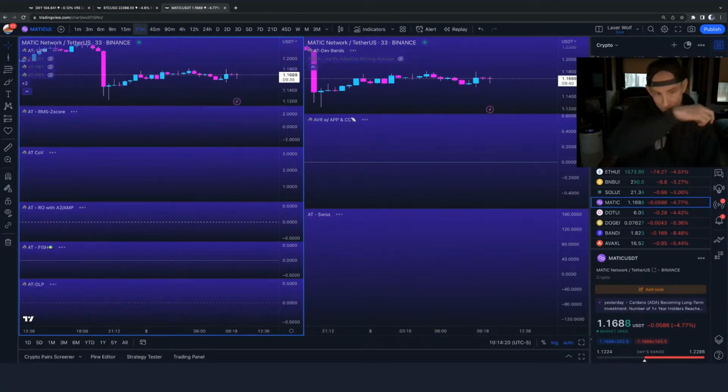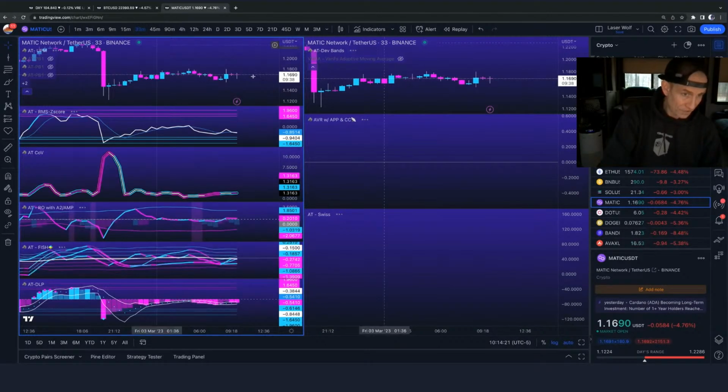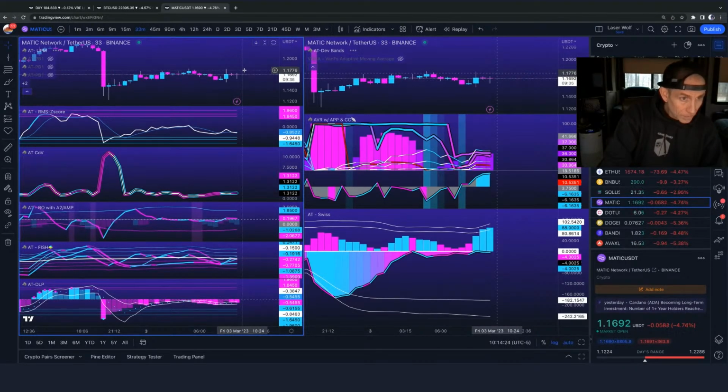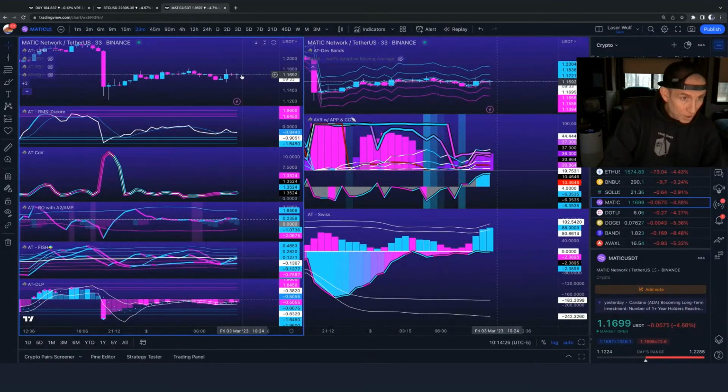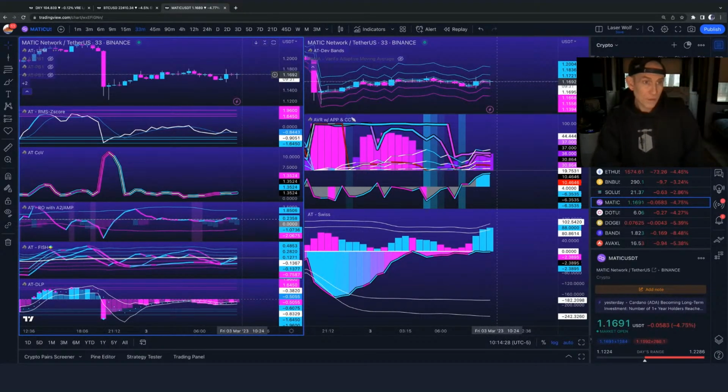I bet the 33 is almost back up at the reverse wave trend on Matic. Probably just like BTC, if it ever populates, which it will. It's coming. Come on.